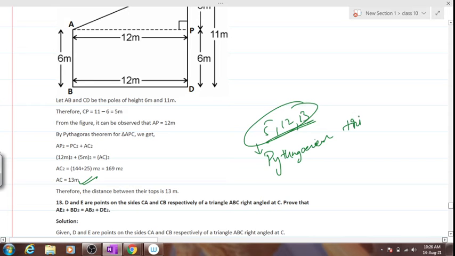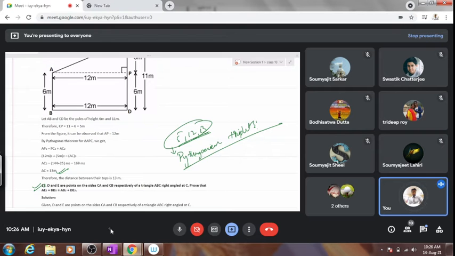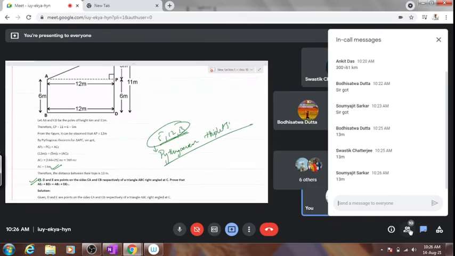Pythagorean triplets, right? Please write question number 13 now on the screen.